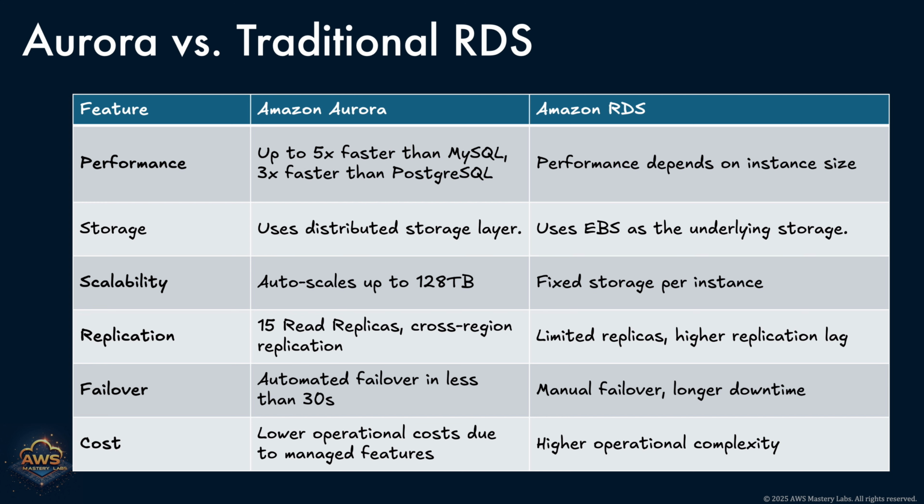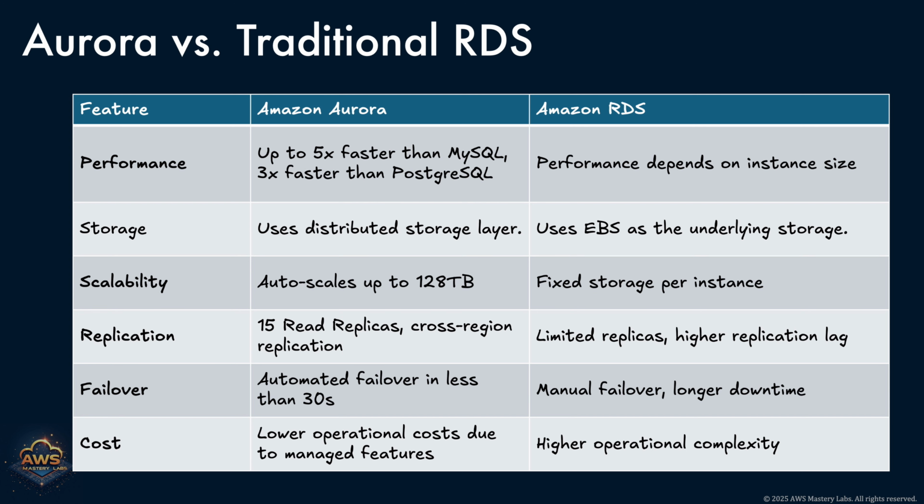It achieves this through a purpose-built architecture that minimizes disk I/O and optimizes data flow between the compute and storage layers. When it comes to scalability, Aurora leads again. While RDS requires manual intervention to adjust storage capacity, Aurora automatically scales storage from 10 GB to 128 TB per database cluster, eliminating the need for over-provisioning or costly downtime to resize.